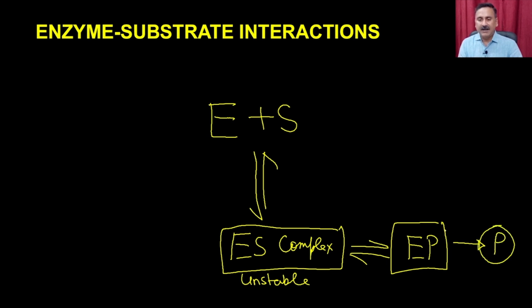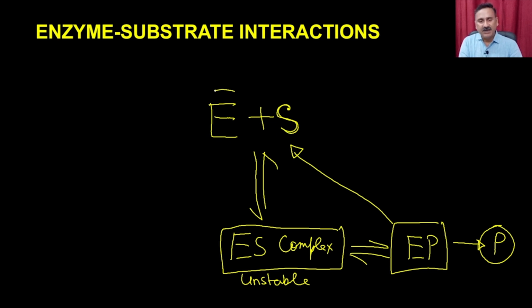And the enzyme is reversed. It will go back to being free, and that's why it is able to interact with another substrate molecule. Now the big question comes: when the substrate is interacting with the enzyme, what are the different changes it brings into the enzyme structure?